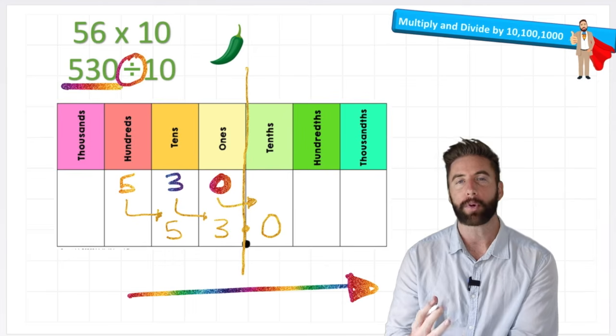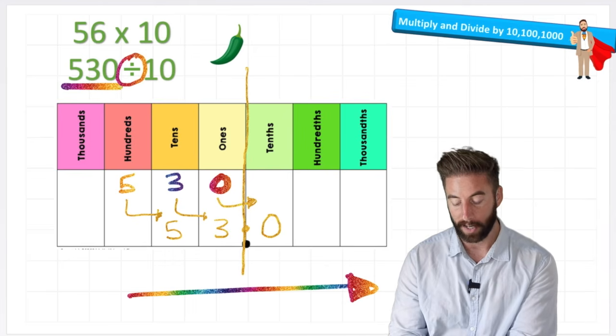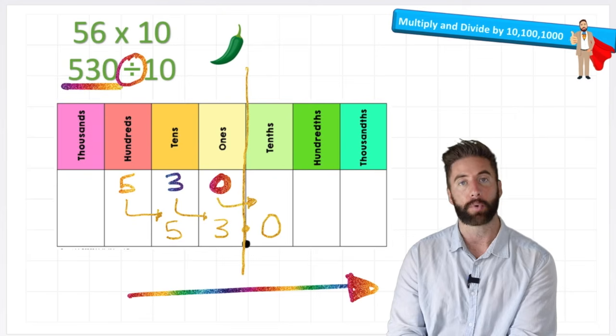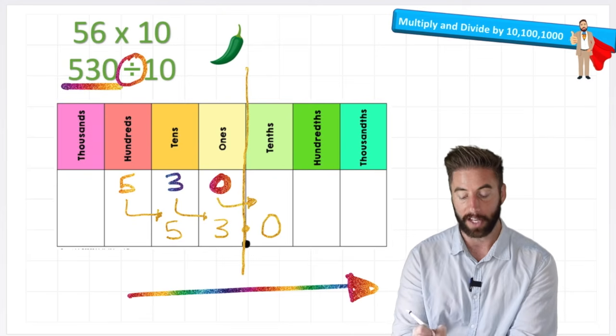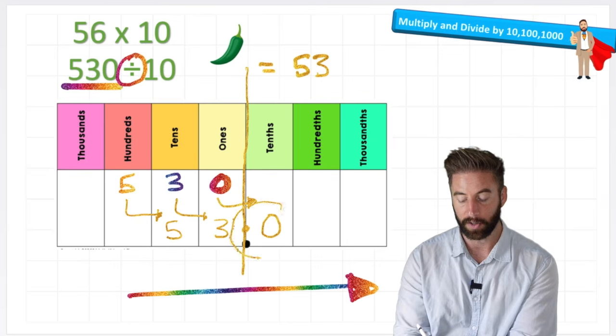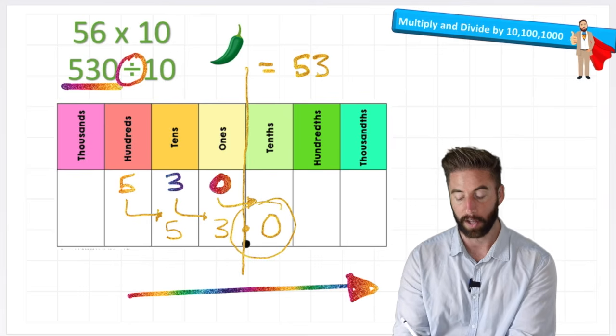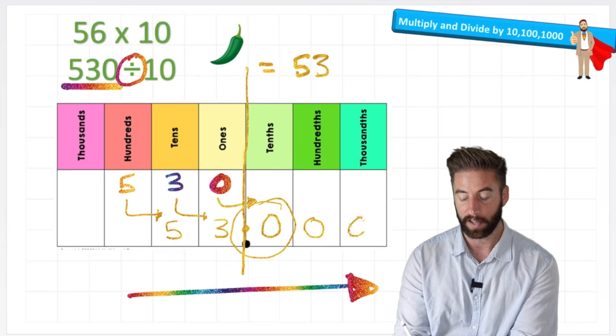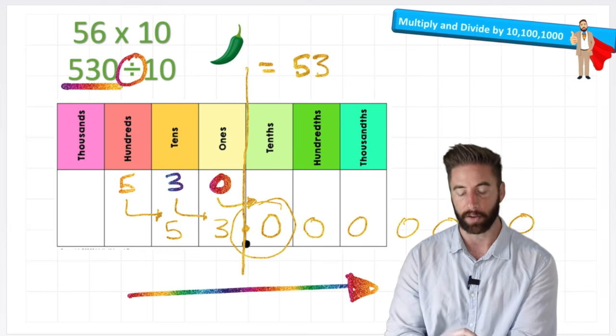53.0. Now anybody that understands number will understand that we actually now don't need to include this 0 in our answer. I can simply write 530 divided by 10 equals 53. Because this 0 doesn't change the value of my number at all. I could have a 0 here, here, here, here, all down my place value chart, and it's not going to change the value of my number.